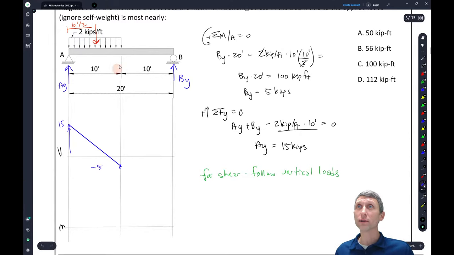Another way you can look at these diagrams is just to use some common sense. And what I mean by that is: how's this thing going to deform? In other words, how's it going to bend? Well, I could assume that it's going to come down, come back up over the support and then come back. Can you picture that deflected shape? So this is an approximate deflected shape.